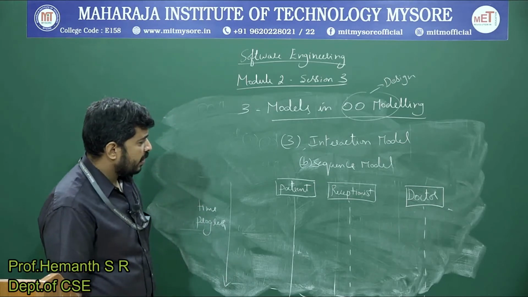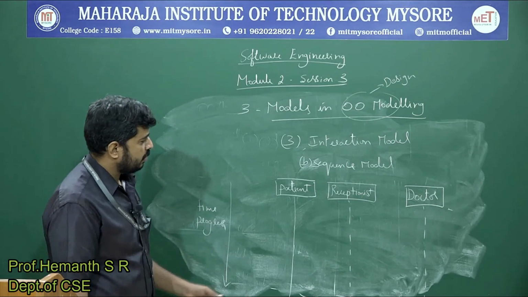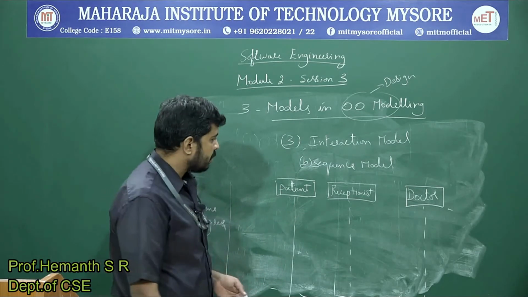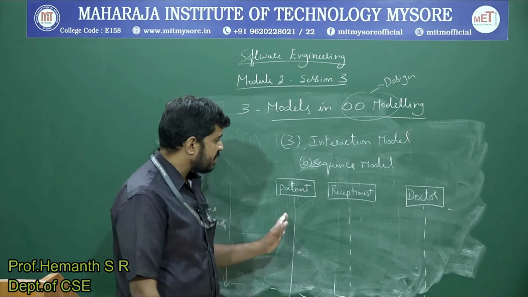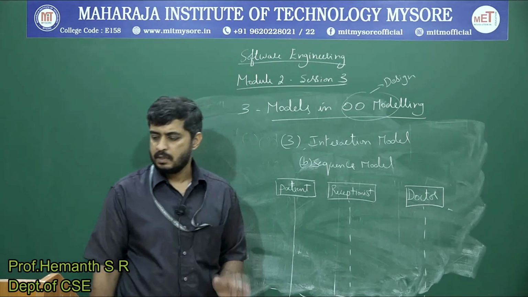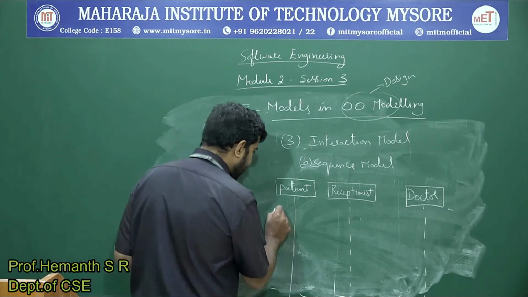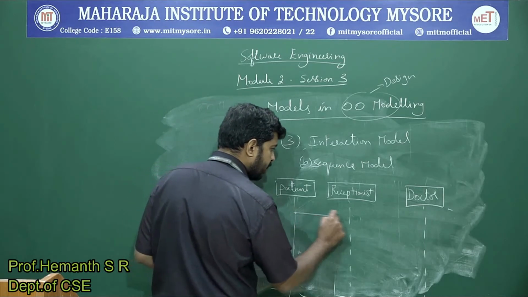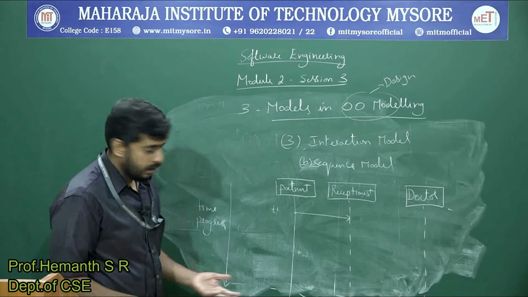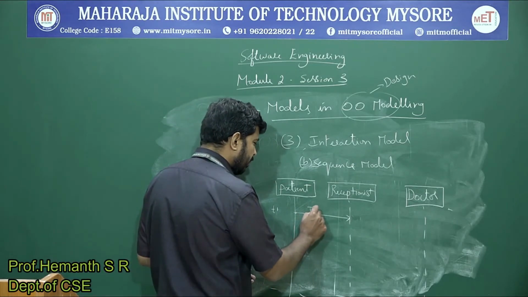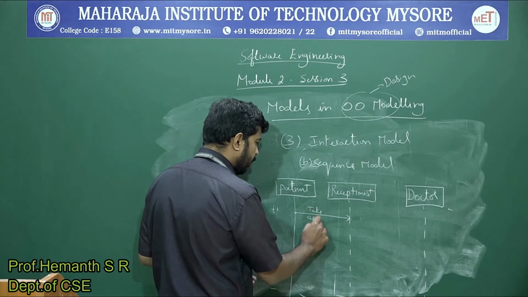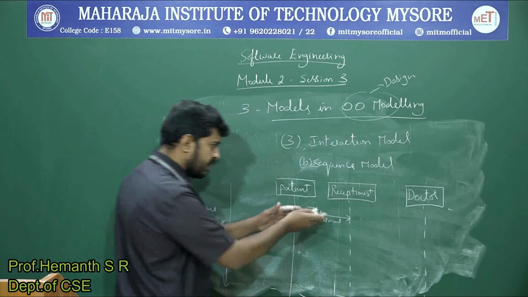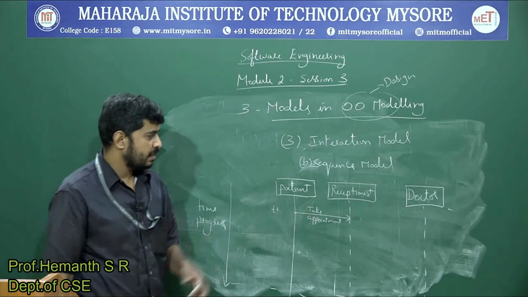Now in a patient monitoring system, what is the very first thing? First, the patient should check for an appointment, because if the doctor is not available, visiting the hospital will not serve the purpose. So the very first thing is, maybe at a time t1, the patient will send a request to the receptionist for an appointment. So the patient has requested an appointment from the receptionist.